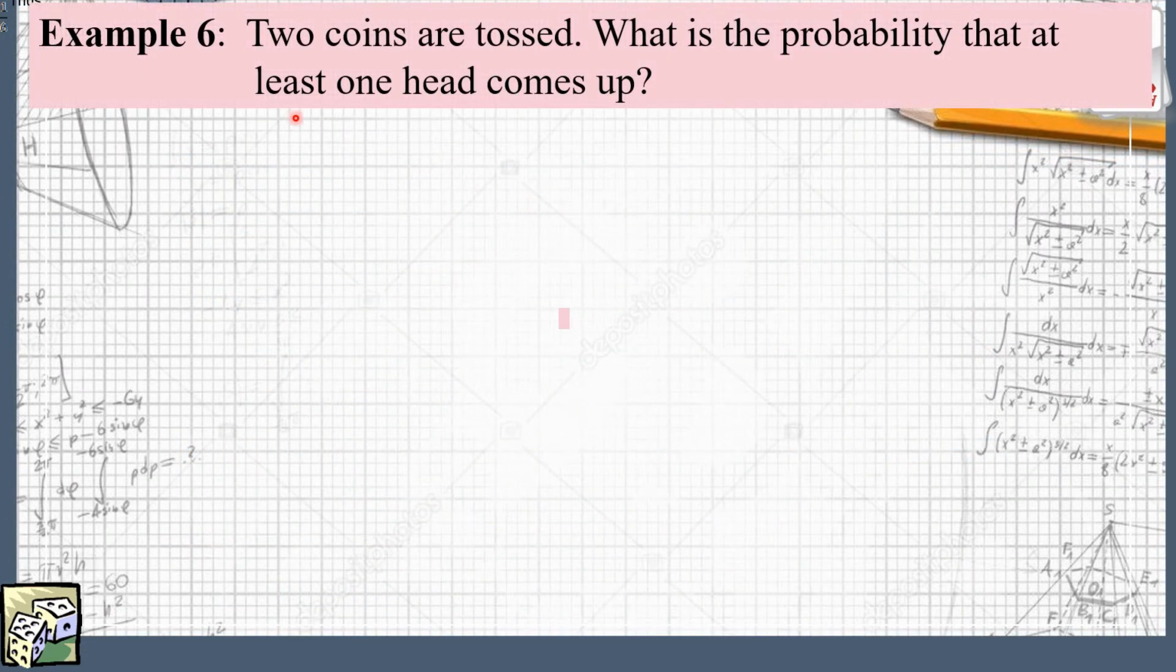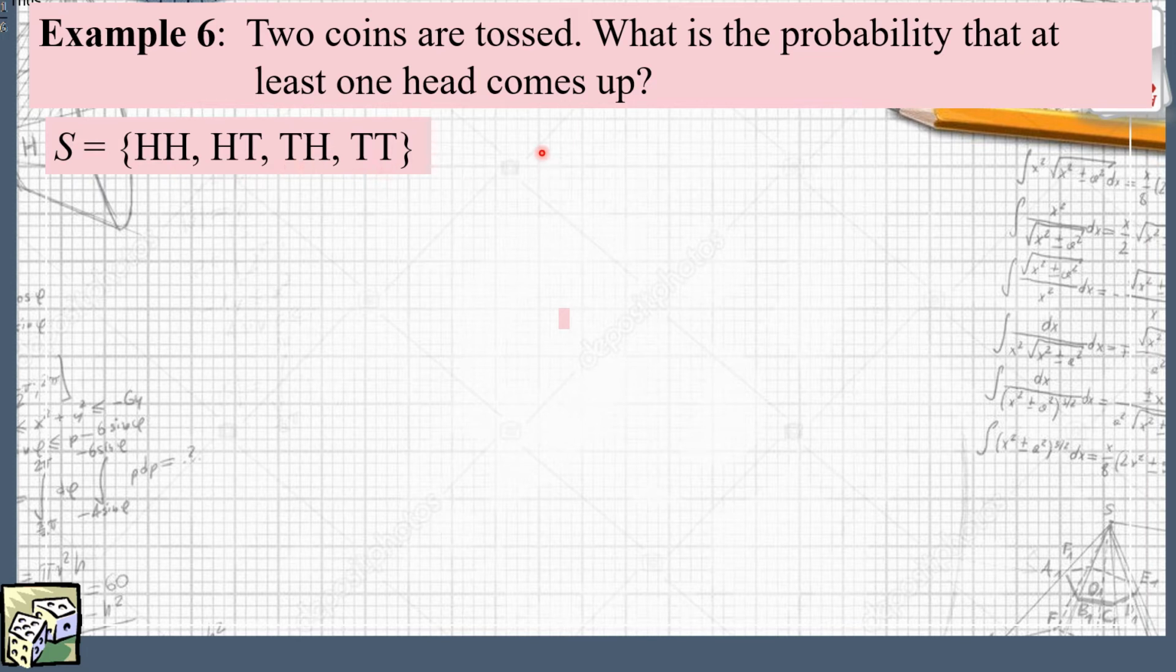Let us proceed to our sixth example. 2 coins are tossed. What is the probability that at least one head comes up? Pag sinabi natin at least one head, ibig sabihin isang head pataas. So, dahil 2 coins lang yung ating itotoss, 2 head lang yung pinakamataas na outcome natin. Ang possible sample space natin is head-head, head-tail, tail-head, tsaka tail-tail.